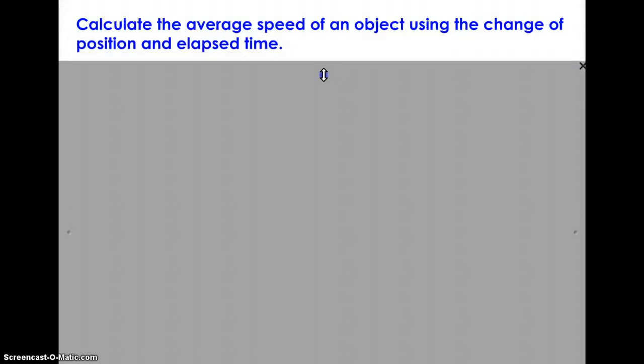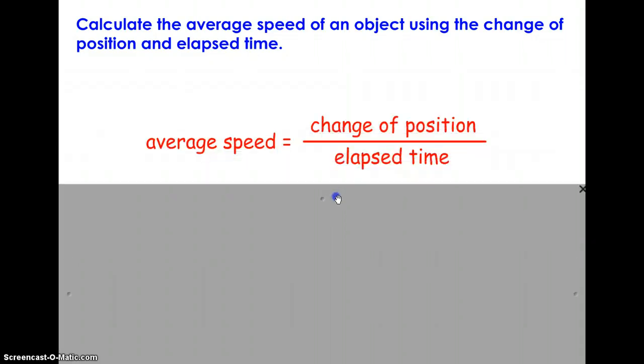Hello everyone. Today we are going to calculate the average speed of an object using the change of position and elapsed time. Now, before we can calculate the average speed, we first must learn the formula for determining average speed. Luckily I know that and I will share it with you now. Average speed is equal to the change of position of an object divided by the elapsed time.